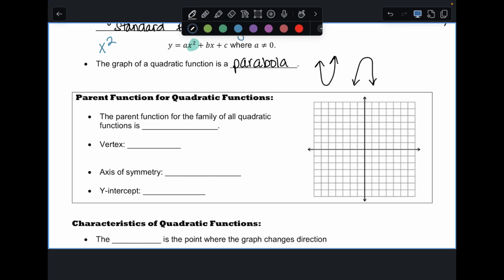So if I say parabola, you're thinking U shape.